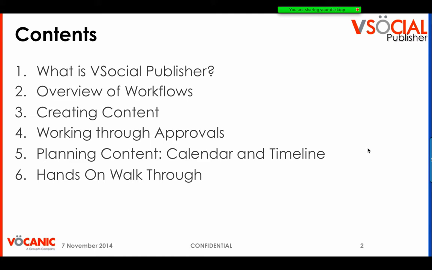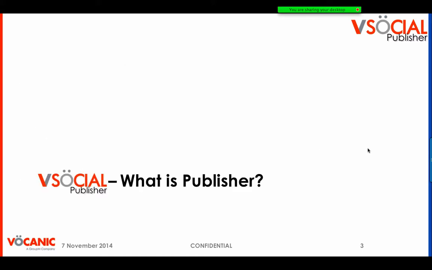Next, I'll go through the content creation screens that content authors will be using on a day-to-day basis. I'll touch on what content types are supported. Moving on, I'll introduce what a content approver will see and how they will go about approving or rejecting content. Next, I'll show some of the content planning tools that we've built into Publisher, including a timeline view and a content calendar. Finally, I'll demonstrate a couple of examples using a live environment so you can see just how the tool works. So let's get started.